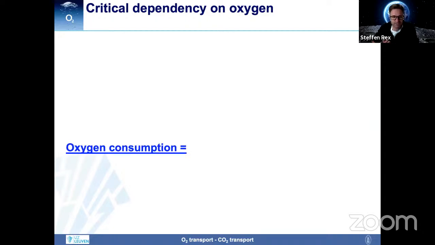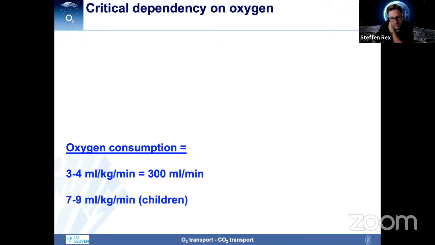We have several aspects which make us very important as perfusionists and as anesthesiologists. On the one hand, we have relatively high oxygen consumption even at rest. You know that every adult consumes around 3 to 4 mLs of oxygen per kilogram per minute, and this equals 300 mLs per minute in a 75 kilo patient. In children, it's even higher. They have an oxygen consumption of around 7 to 9 mLs per kilo per minute.